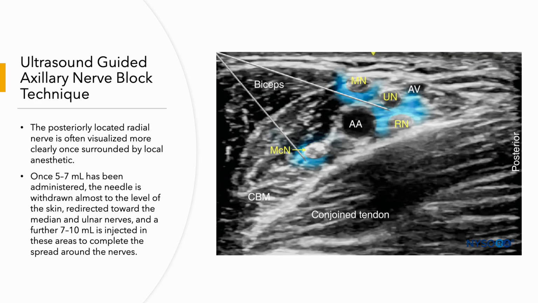So the posteriorly located radial nerve is often visualized more clearly once surrounded by local anesthetic. But once 5 to 7 mLs has been administered, the needle is withdrawn almost to the level of the skin and redirected towards the median and ulnar nerves, and a further 7 to 10 mLs is injected in these areas to complete the spread around the nerves. So you can see the blue area in this slide. That's where you want to see your local anesthetic.